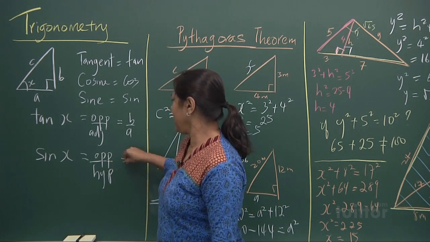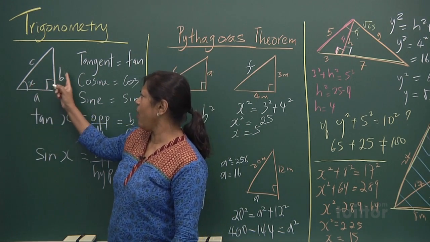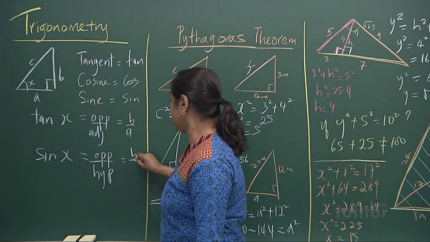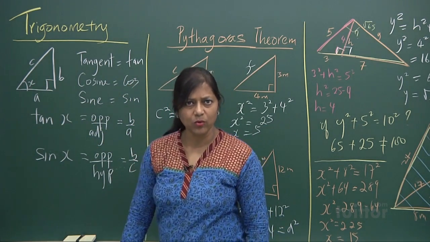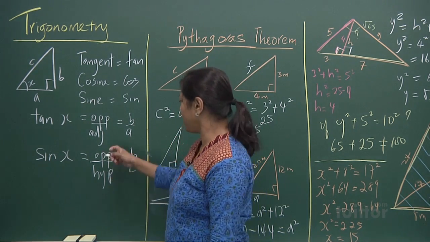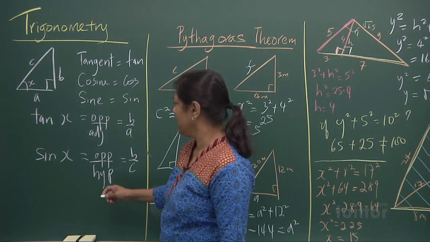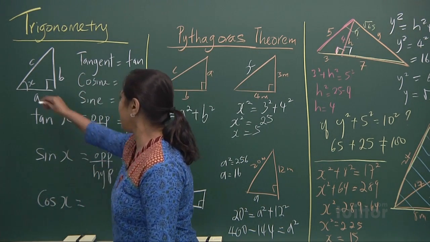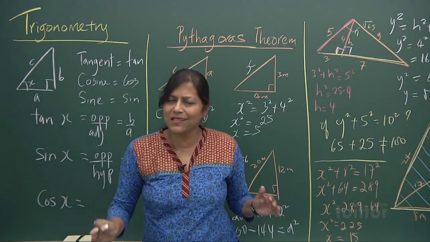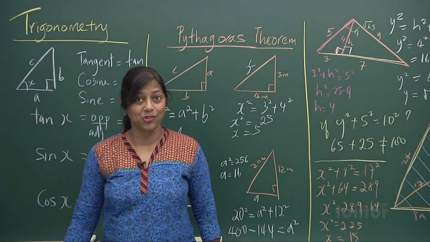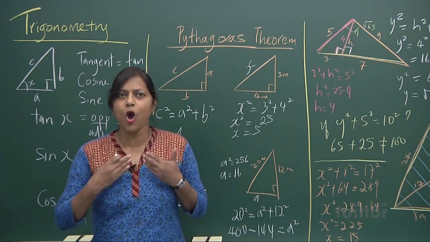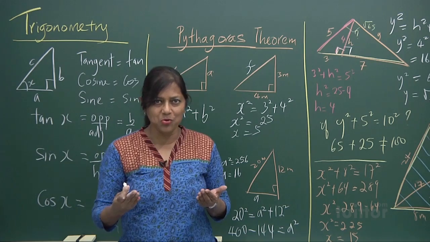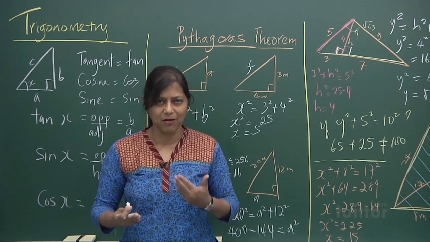And who is the opposite? The opposite side is B, so it's B over C. That's your sine, the rule. Sine is opposite over the hypotenuse. And for cosine, cosine x is adjacent. Adjacent, what does it mean? Beside you, adjacent to you. When you say opposite, it's across you. I'm opposite of you, right across, sitting across.